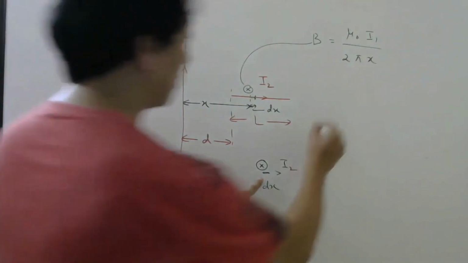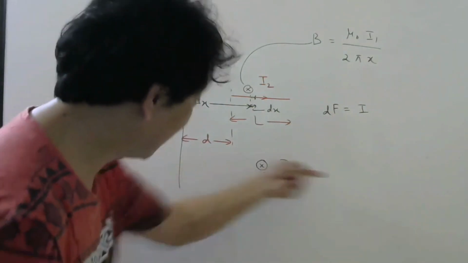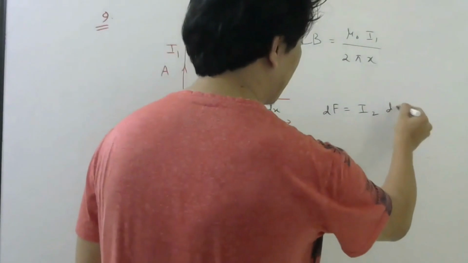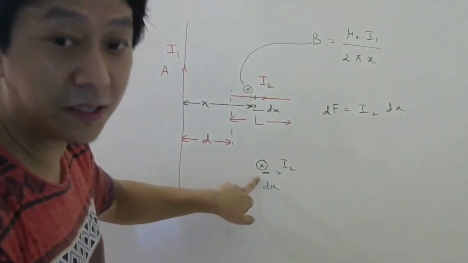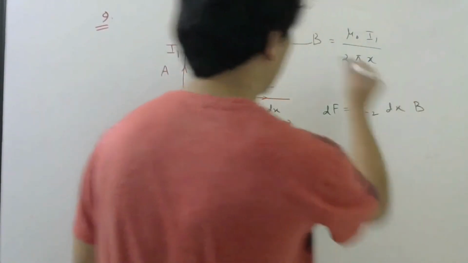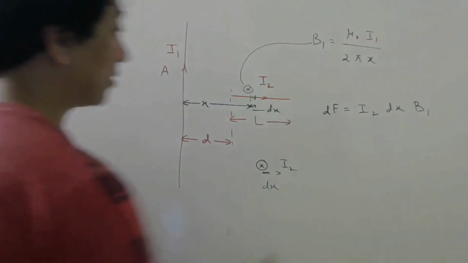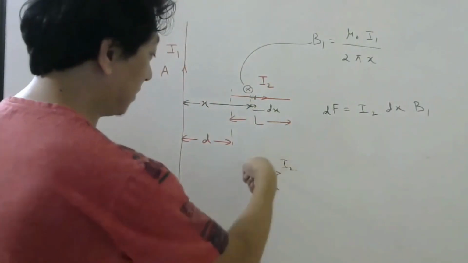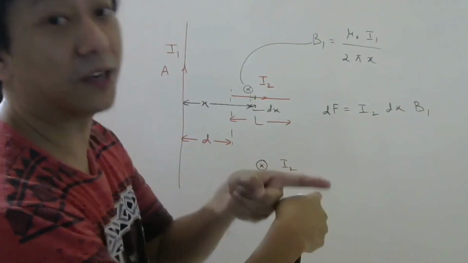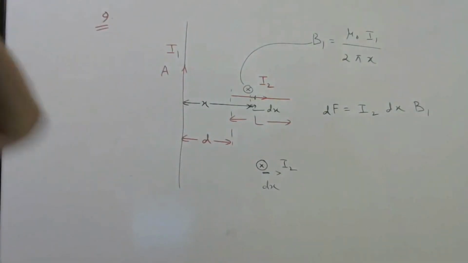So it will feel a force. What will be the force? dF equals I, the current in this wire, which is I2, times the length dx, times whatever magnetic field it is experiencing, which is produced by this wire. You can add B1 if you want. So B1. Understood or not? Now, sine theta no need to write, because the magnetic field is here, and dx is taken along the current, so it will be 90 degrees. So no need to write sine 90 degrees.